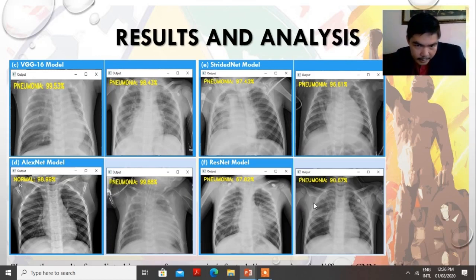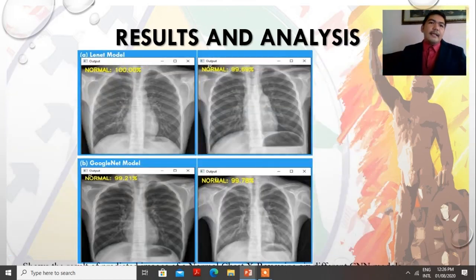pneumonia is detected 67.82% and 90.67%. So on the next slide, this is an example of an output during the testing of all models, with a normal detection. So these are the output for the Nanette model.